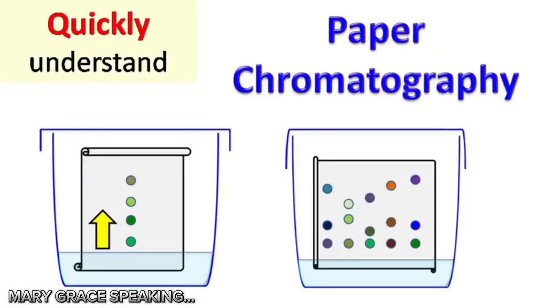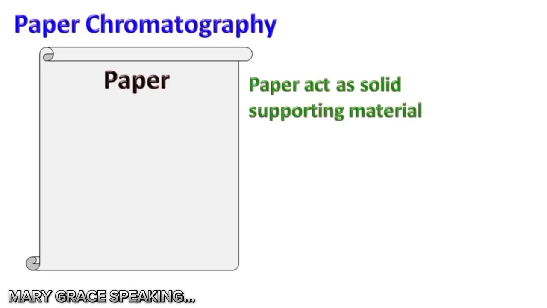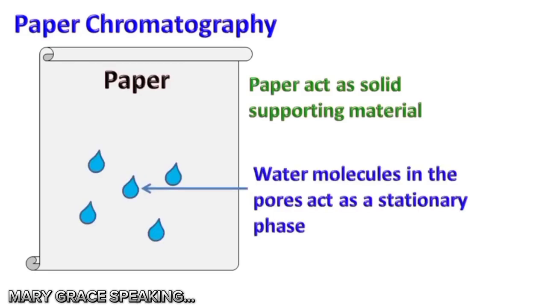Let's talk about paper chromatography. Paper chromatography is a common technique widely used for the separation of chlorophyll pigments, amino acids, DNA bases, etc. In paper chromatography, paper acts as a solid supporting material, while the water molecules present in the pores of the paper act as a stationary phase.